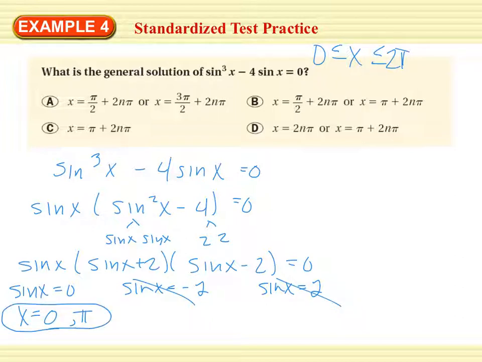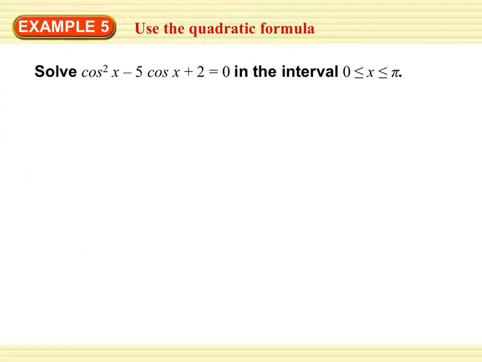So my general solution is going to be x equals 0 plus 2n pi and x equals pi plus 2n pi, where n is any integer, which gives me d. All right, you see that? Yeah, we can do it.